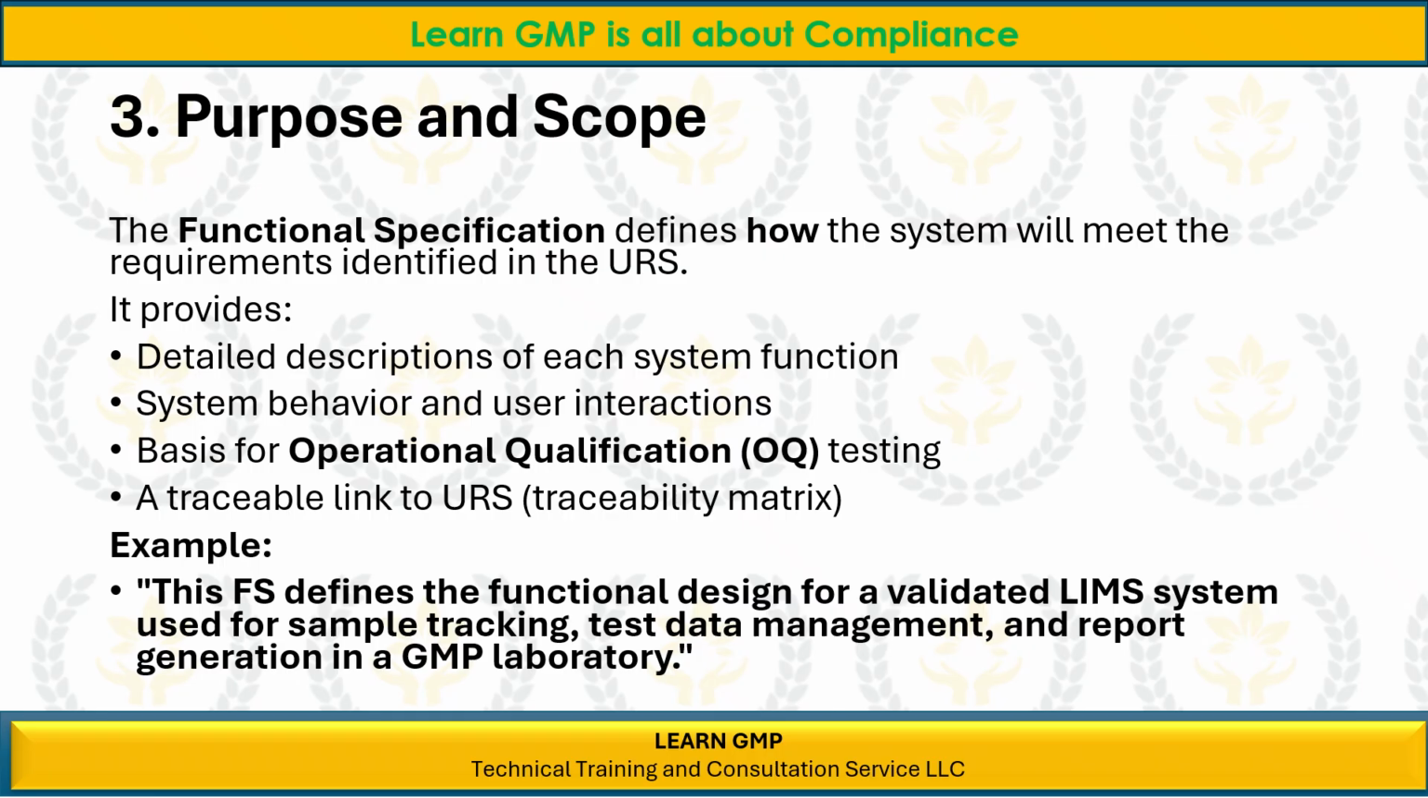Purpose and scope. The functional specification defines how the system will meet the requirements identified in the URS. It provides detailed descriptions of each system function, system behavior and user interactions, basis for operational qualification, OQ, testing, and a traceable link to URS, traceability matrix. Example. This FS defines the functional design for a validated LIMS system used for sample tracking, test data management, and report generation in a GMP laboratory.